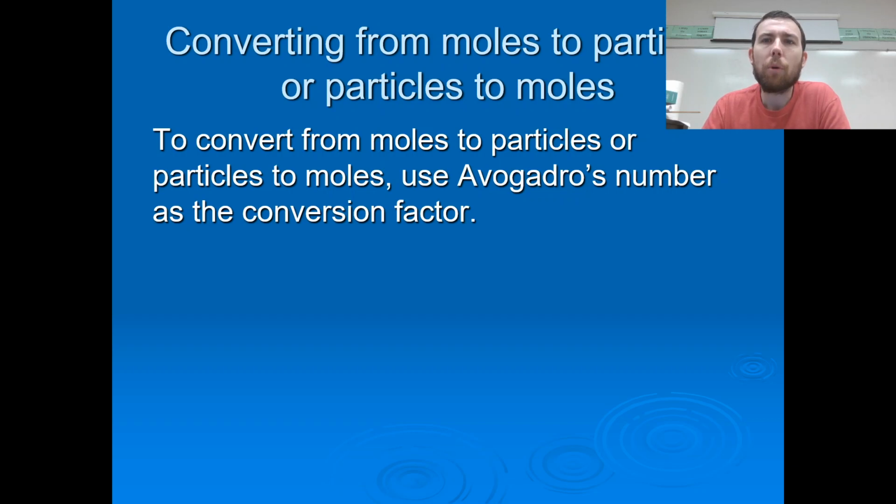So converting from moles to particles or particles to moles, that should be pretty straightforward to us. We know that in order to do that, we have to use Avogadro's number as our conversion factor. That's going to allow us to move from moles to particles or particles to moles, whichever way we're moving it, right? So remember, that's 6.02 times 10 to the 23rd.